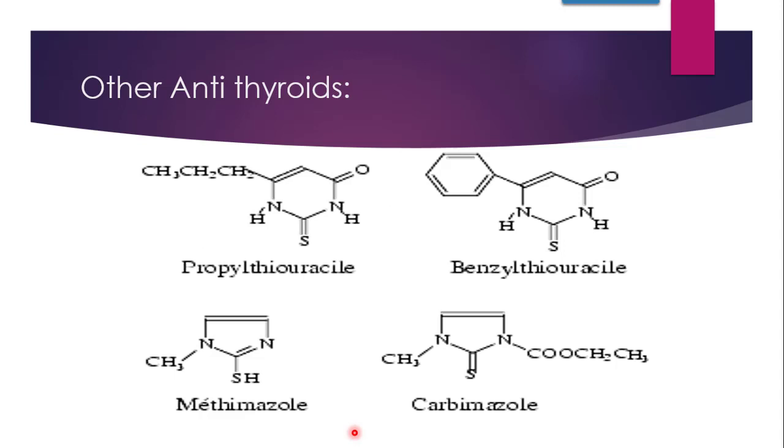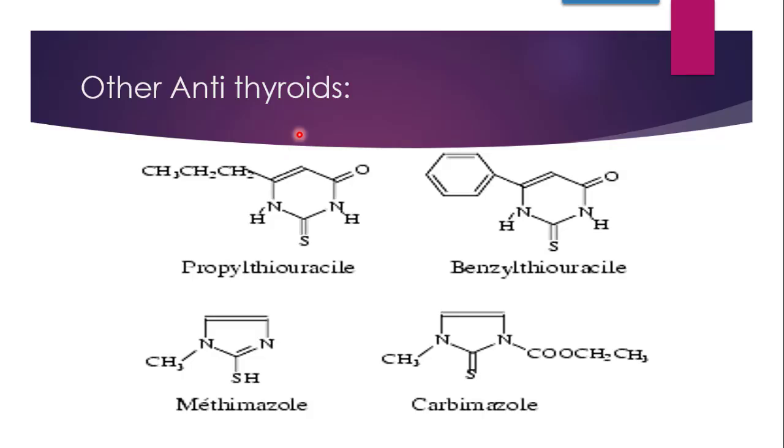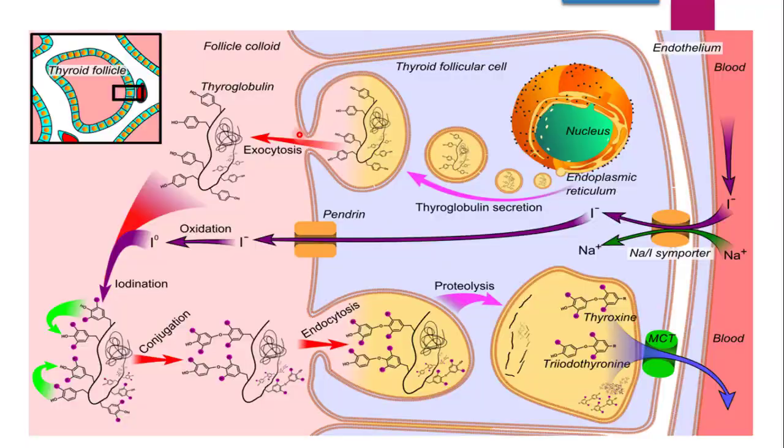And if you compare the structures, this is methimazole, carbimazole and propylthiouracil. In methimazole and carbimazole, the thio group is there, this is for thio, and amide, this NHCO is there. So these are thioamides. With this we finish the mechanism of action of antithyroid drugs.